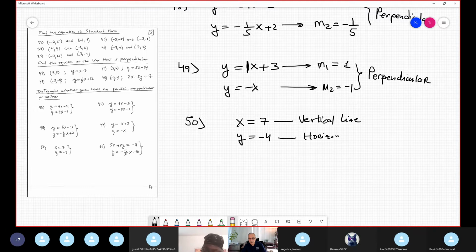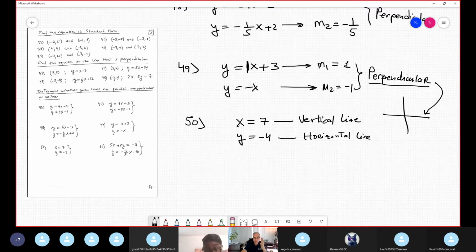So without mathematics, only common sense, you know what is the relationship between the vertical line and the horizontal line. It's obvious that it is perpendicular. Okay? No mathematics, only common sense. I know that x equals 7 is vertical, and y equals negative 4 is horizontal. And the angle between horizontal and vertical is always 90 degrees, and this is the definition of perpendicular. Do you see or not?